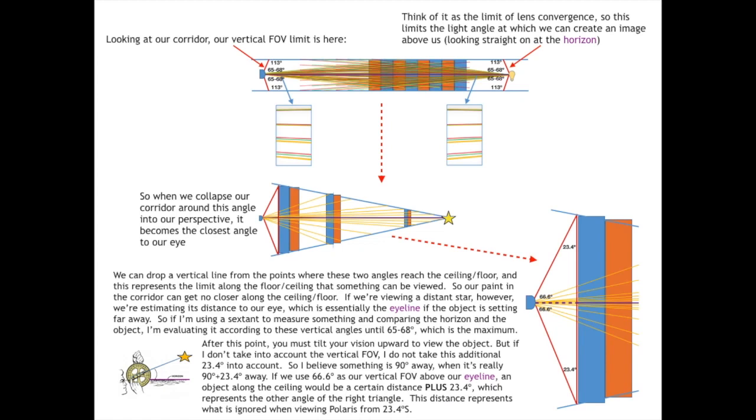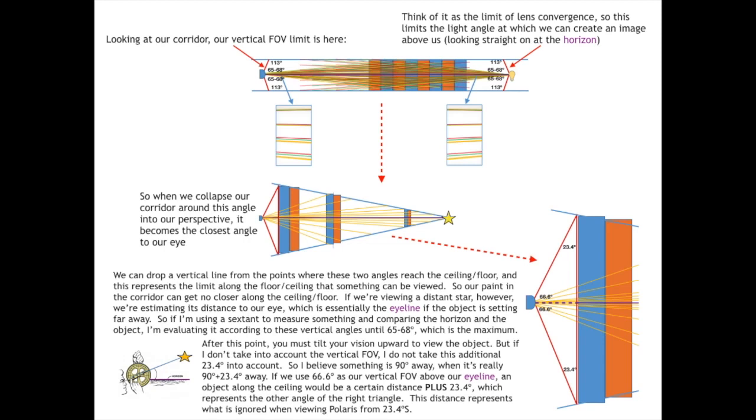So we'll explain that a little bit here. Looking at our corridor, our vertical field of view limit is here, over on the left. You can see how the angles diverge and converge from the light source, and they are converging back on our lens. So think of this limit as a limit of lens convergence. This limits the angle at which we can create an image above us or below us, looking straight on at the horizon. So when we collapse our corridor around this angle into our perspective, it becomes the closest angle to our eye. In other words, it's the closest angle with which we can view those paint stripes, essentially.